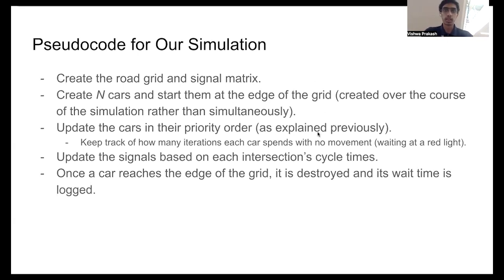They are spawned at the edge of the grid at predetermined starting points, and they are created over the course of the simulation. Also, the ending point of each car is stored. We update the cars in their priority order, and as previously mentioned, the cars will take the shortest possible path to get to their end destination.